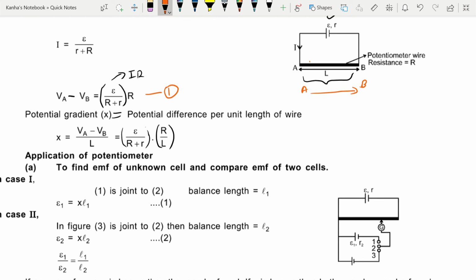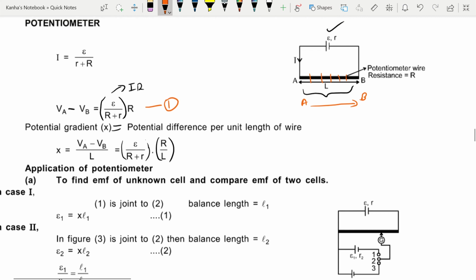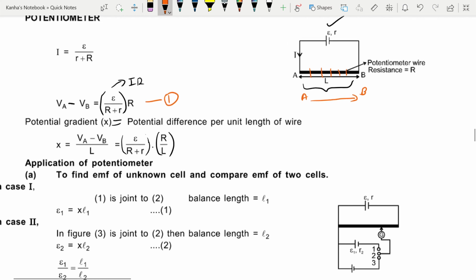Okay, so at every point on the entire potentiometer wire, you can find a different value of potential. So this has a different value, this has V prime, this has V double prime, and different values of potentials are there till you reach the end.